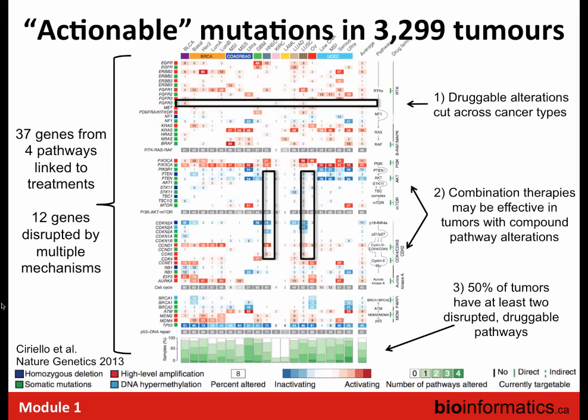Combination therapies may be effective in tumors with compound pathway alterations. In this case, they've mapped each of these sets of proteins to specific pathways, and they saw specific pathways being co-mutated quite frequently in specific tumors. So there's potential here for combination therapies, and these are trials that are ongoing in terms of trying to detect multiple genetic alterations and then drug them both. And perhaps a little ambitious at the time, 50% of tumors had at least two disrupted druggable targets across this large set.